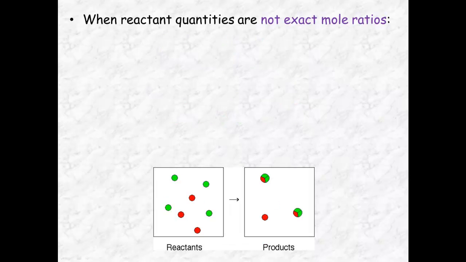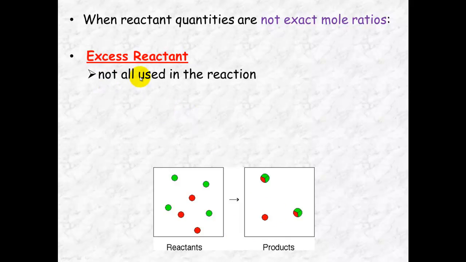Limiting reactants. When reactant quantities are not in exact mole ratios, such as in the example below, we can see here we've got 2 green atoms react with 1 red atom to form a molecule that looks like this. We have an excess reagent. We have 1 excess red atom that hasn't reacted. This is not all used in the reaction.